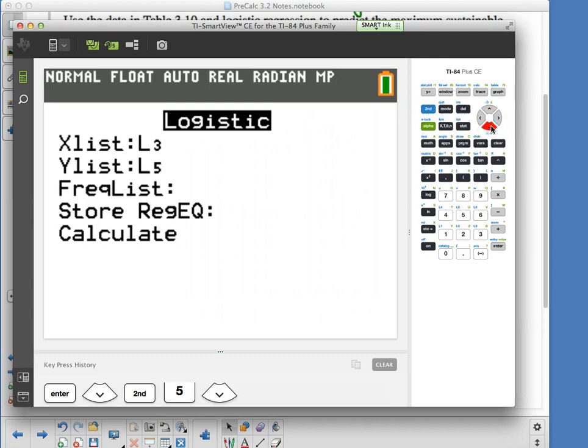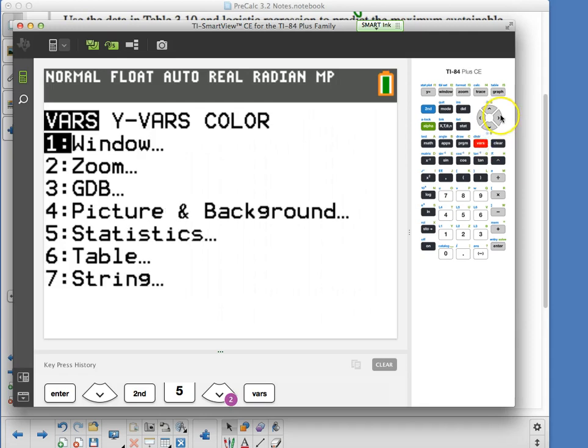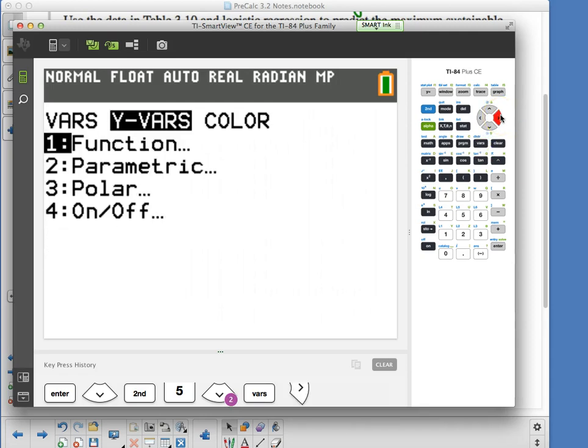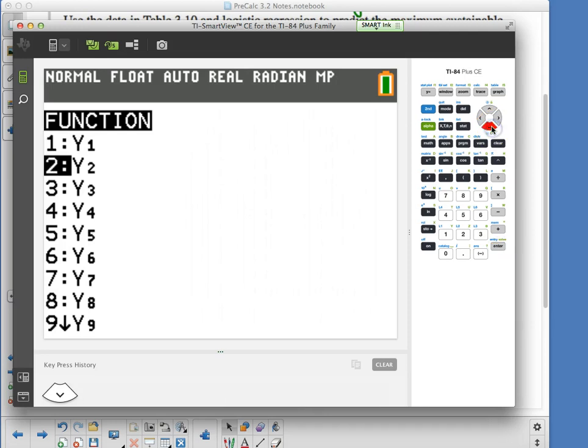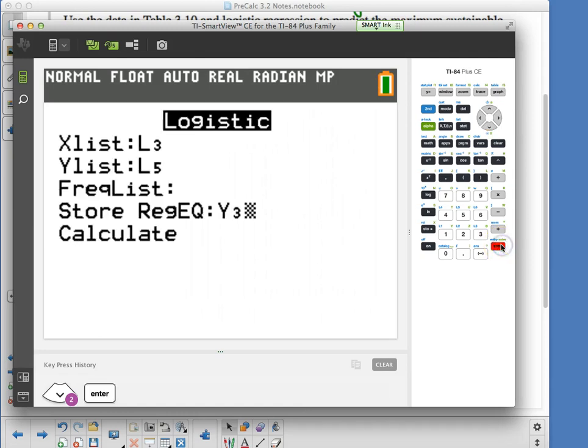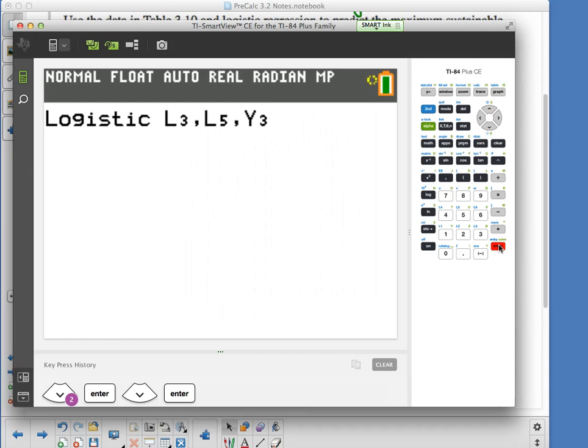And I'm going to save it in my Y-VARS Y3. That way I have all three of my functions available to me in my graphing area if I want to use them later again. I'm bummed that I hit that because I wanted to do that. Okay, now I've calculated that. Now it's going to take the same amount of time to calculate that.